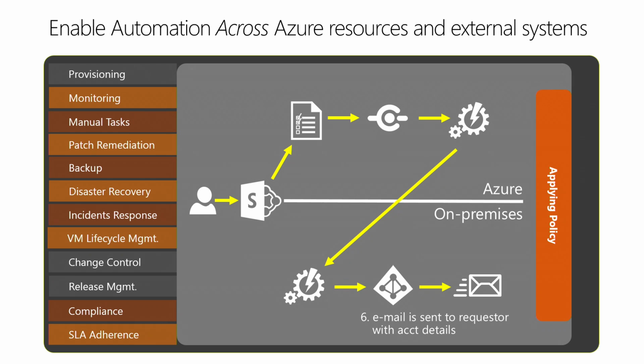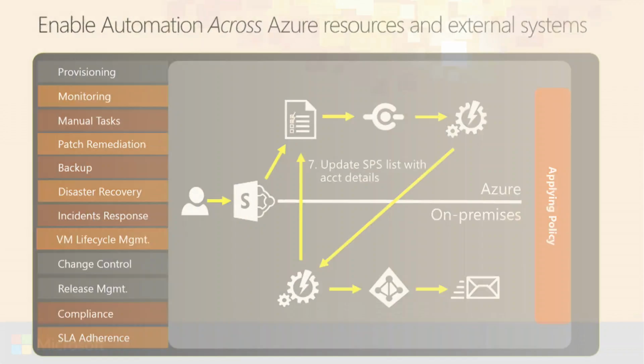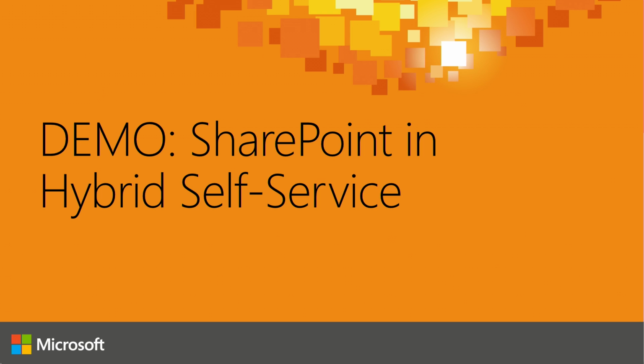So number 6. An email is going to be sent to the requester with account details, and then that runbook is going to go in the last step and update the SharePoint list with the account details. So that all happens in what, 3, 4, 5 minutes time? Yep. And so actually, let's just look at what you've done. Why don't you show what I just told there?